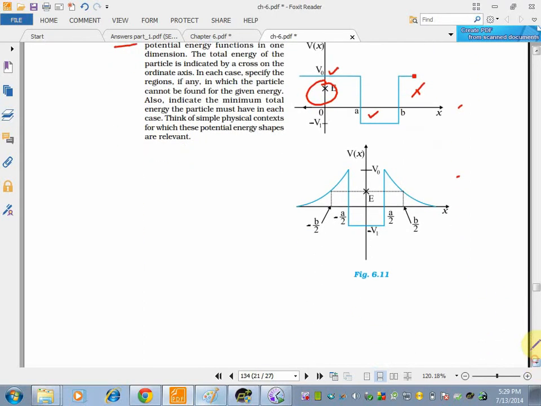And if we look at the third graph, E is here and the graph is given between V and X. From minus infinity to minus B by 2, it is okay because V is lesser than E. But from minus B by 2 to minus A by 2, the graph is not possible, because again V is more than E. From minus A by 2 to plus A by 2, the graph is possible because V is less than E. From plus A by 2 to plus B by 2, it is not possible because V is more than E. And from plus B by 2 to infinity, it is possible.